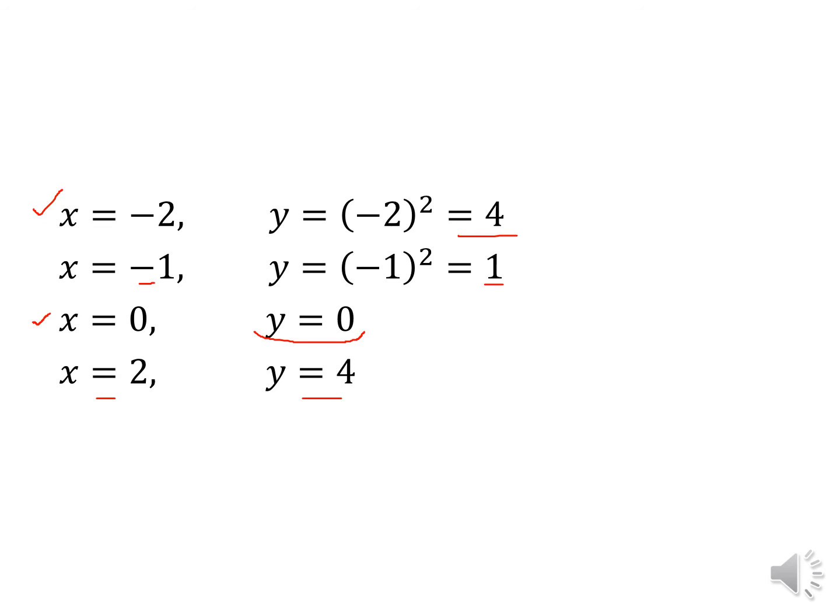So for this reason, the range of the function y is equal to x square will be 0 to infinity, including 0, as 0 is the minimum value of y. For this reason, the range of the function y is equal to x square will be 0 to infinity, including 0.